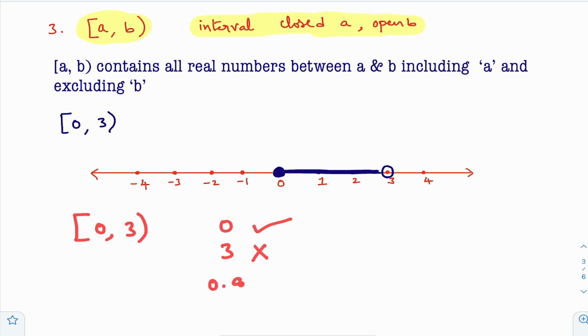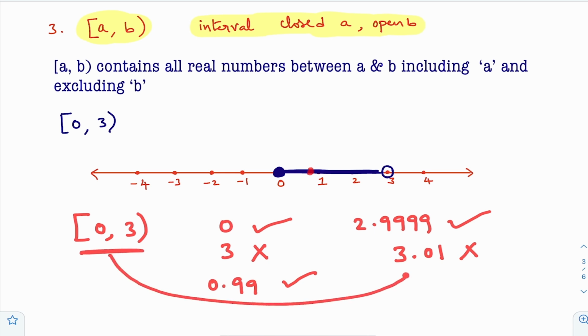In this interval, is 0.99 present? Yes, 0.99 is present here. Is 2.999 present in this interval? Yes, 2.999 is present in this interval. Is 3.01 present? No, this interval does not contain the number 3.01. I hope you are understanding.